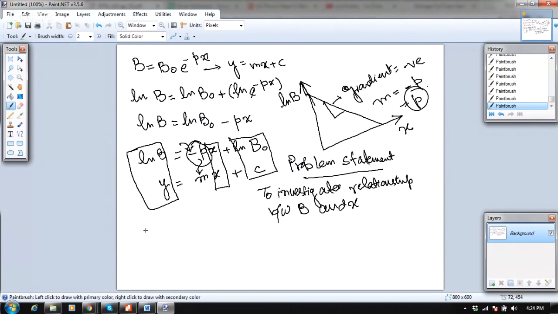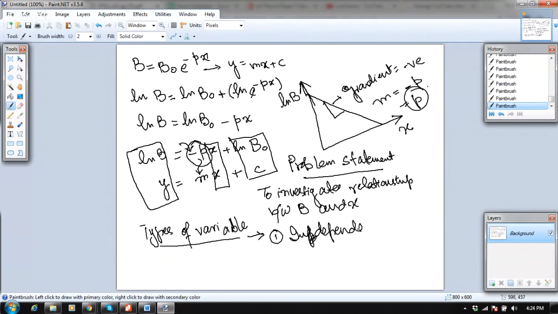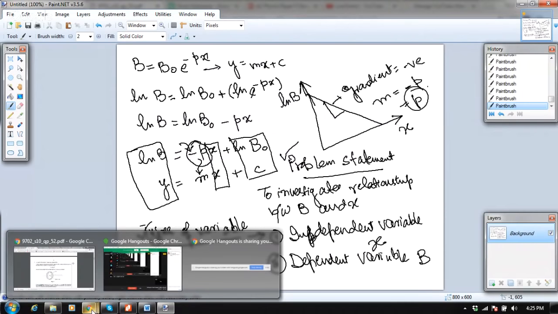Once you are done with this part, you will write the types of variables. The second step, the types of variables, you can write under this same heading if you like, it doesn't matter. The first one should be clearly mentioned: independent variable. The independent variable is x. And second is the dependent variable. So the dependent variable is b. So you are done with this part and this part.